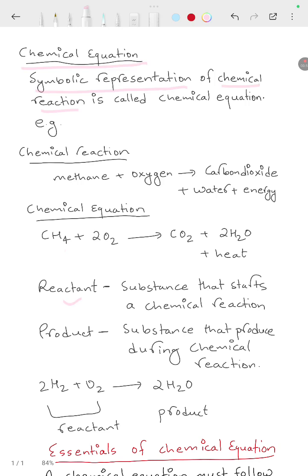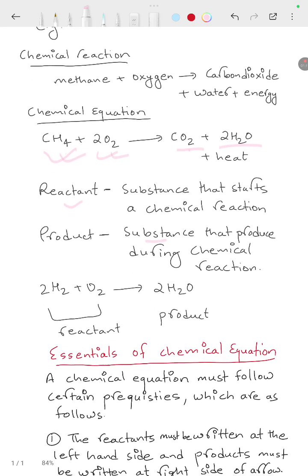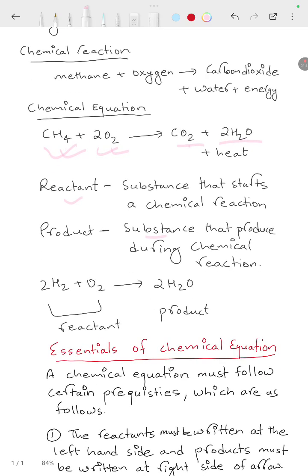Reactant: the substance that starts a chemical reaction is known as a reactant, and product means the substance that is produced during a chemical reaction. For example, here is one chemical equation. Hydrogen gas reacts with oxygen to form water molecule. Here, hydrogen and oxygen gas are reactants, and the water molecule is the product.